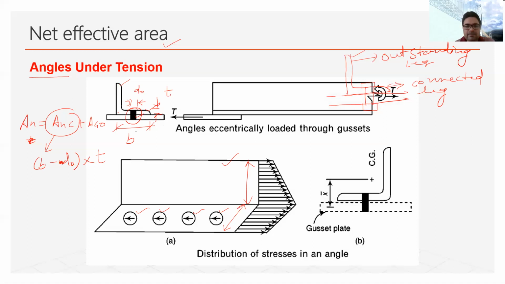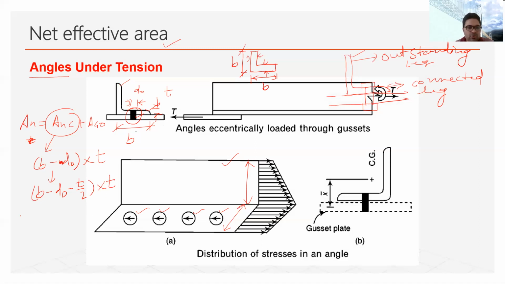Yes, one more thing. See this. In case of an L section or angle section, we consider this as B and we consider this as B. You can notice that in both cases we are considering this thickness twice. That is why the formula will actually be B minus D naught minus T by 2, multiplied by T. So this is how we calculate ANC.